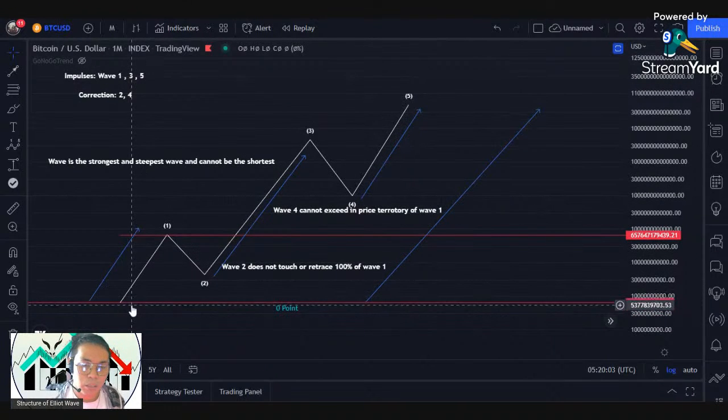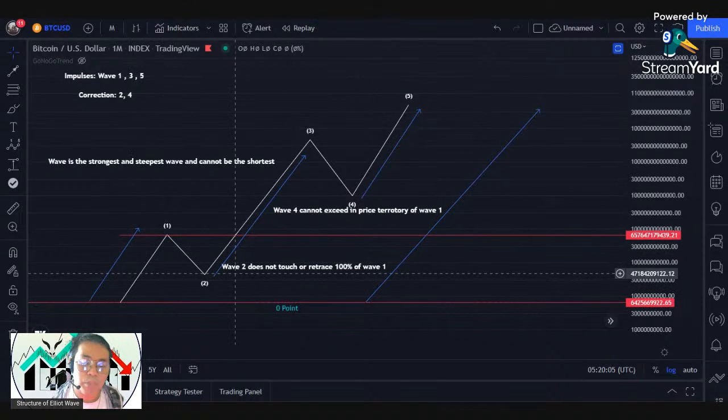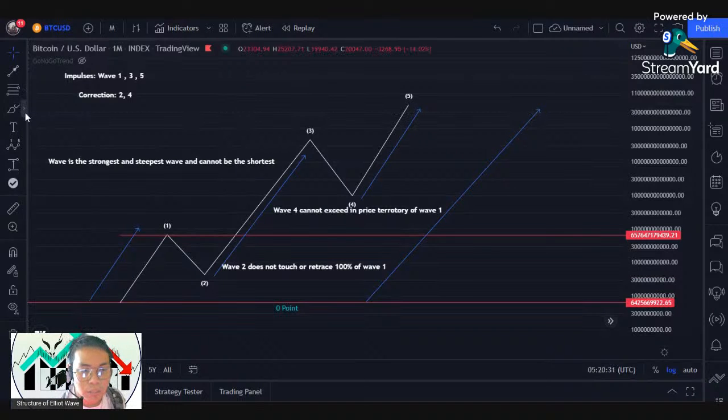Now there are a lot of topics that we can tackle in the next video, just like types of impulses. There are two kinds of impulses, the leading and the ending diagonal. So those are the two kinds of impulses. Another thing is we have a lot of corrections. This is the correction, as you can see on our screen.